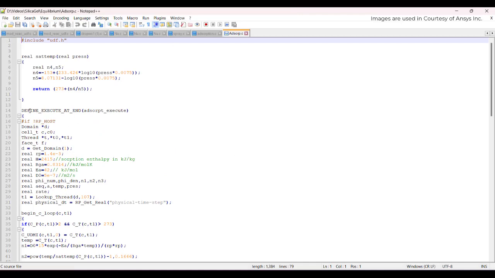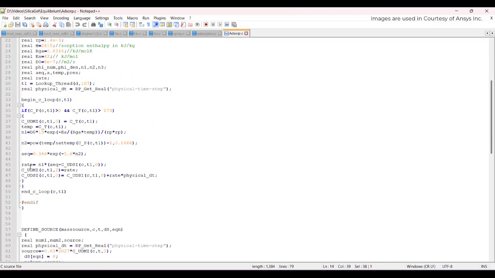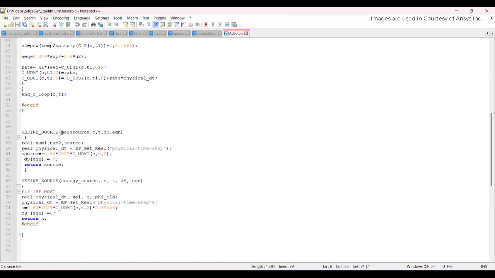So this is the UDF I'm talking about. For every time step, that is DEFINE_EXECUTE_AT_END, I'm trying to calculate the rate, which depends on the equivalent or x infinity I'm talking about. This rate has a term x equivalent, and equivalent has the saturation temperature with respect to the pressure. That is calculated again using this Antoine equation. So from that I have calculated the temperature, and the rate dou x by dou t I have stored in a user defined memory called C_UDMI(c,t,1) comma 2, and I have again used that in the source term.